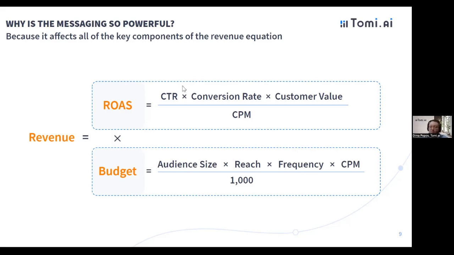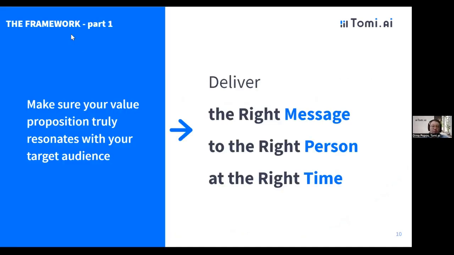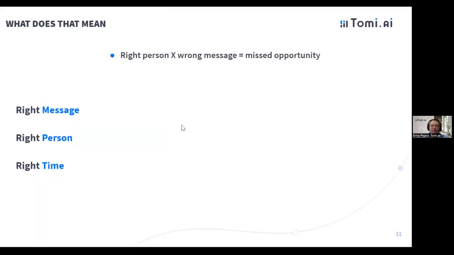So why is messaging so powerful? Pretty much every factor in both of those equations here that drive revenue is collectively affected by messaging and creative directly. Let's talk about the framework. I already mentioned that you need to deliver the right message to the right person at the right time. Nothing new about that. But let's talk a little bit more about some practical implications of this ages-old framework that everyone knows, right? Right message, right person, right time.